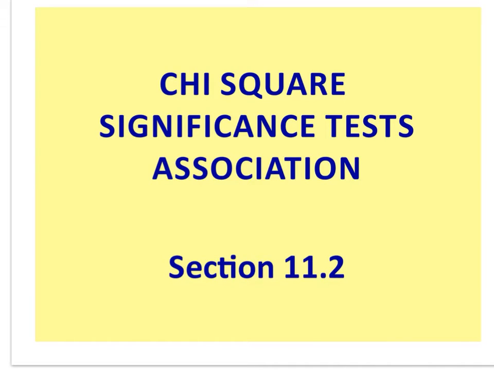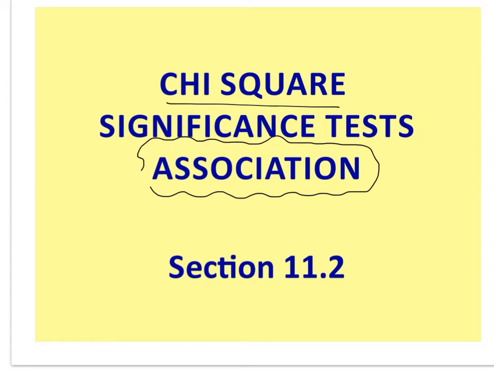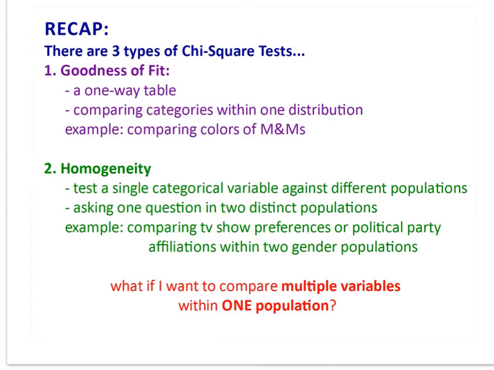Hello, so today we are talking about chi-squared significance tests, and we're talking about the third and final test that we have, and that's the test for association. It's also called the test for independence. So let's take a look at what that looks like.